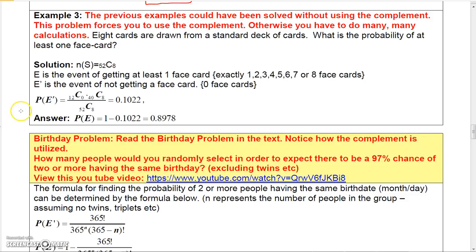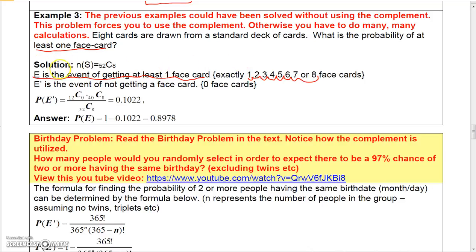Now, we could have solved those other examples without using the complement, but let's take one that just about forces you to use the complement. Let's say 8 cards are drawn from a standard deck. What is the probability that we get at least 1 face card? Well, at least 1 face card would mean I'd have to know how many hands have exactly 1 face card, how many hands have exactly 2 face cards, how many hands have exactly 3, how many hands have exactly 4, 5, 6, 7, or even 8. Well, that's a lot of probabilities that I'd have to calculate, and then I'd have to add them together.